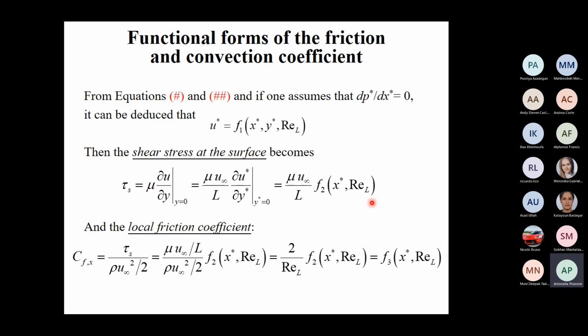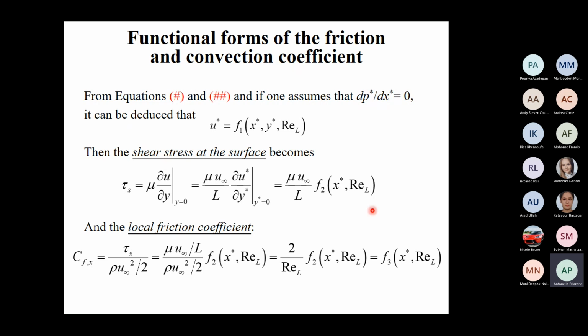Why only X star and Reynolds? Because if u star was a function of X star, Y star, and Reynolds, the derivative of u star in Y for a fixed Y, if I fix Y because I'm interested in a particular point, for Y star equal to 0, so this derivative fixed at Y star equal to 0 is not yet a function of Y star because Y star is fixed, equal to 0. So it's only a function of X star and Reynolds number. Okay?